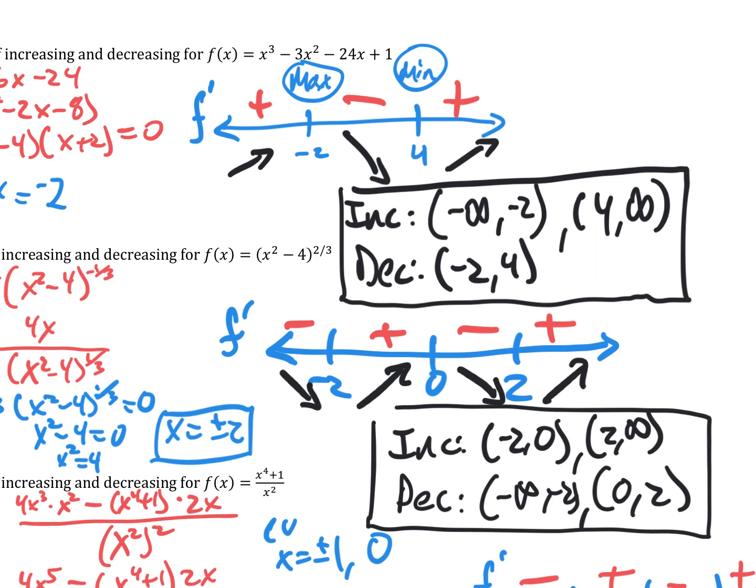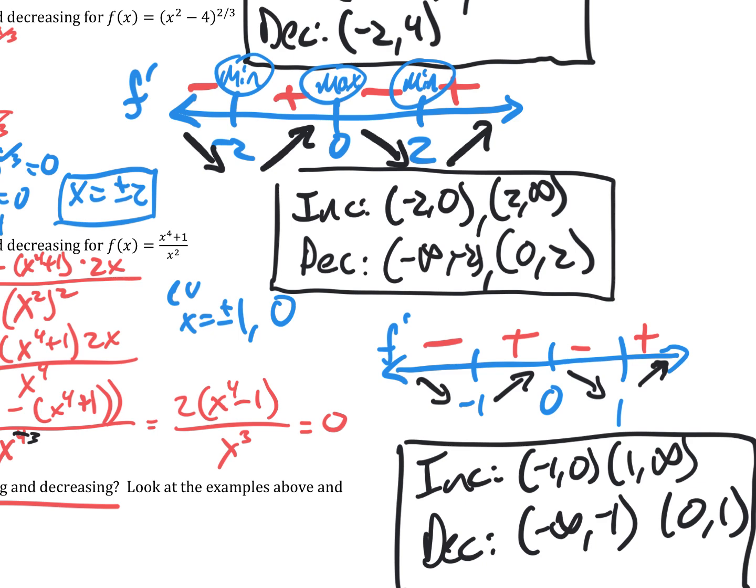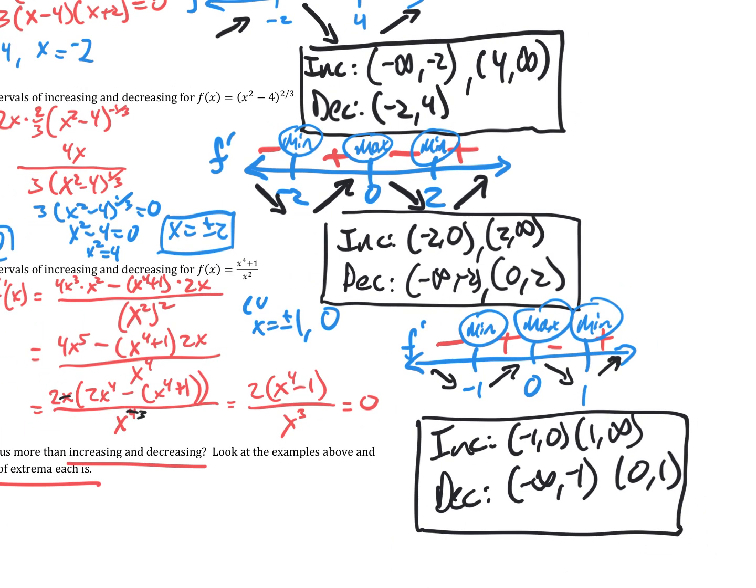Now here we're going down and then up. So that means this is going to be a minimum. -2 is a minimum. We're going up and then down, so this is going to be a maximum. We're going down and then up, that means this is going to be a minimum. Okay, and last but not least, we see the same idea, down and up. This is going to be a minimum at -1. This is going to be a maximum at 0 because it's going up and then down. Down and then up, this is going to be a minimum. So we're starting to get a good idea of what the graph looks like.